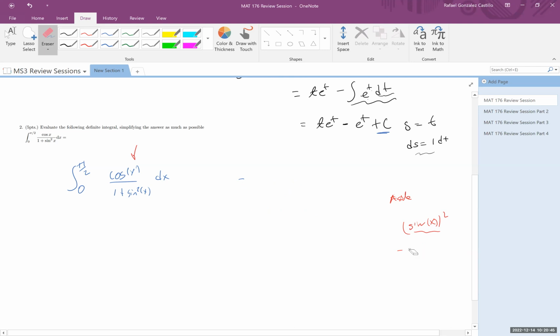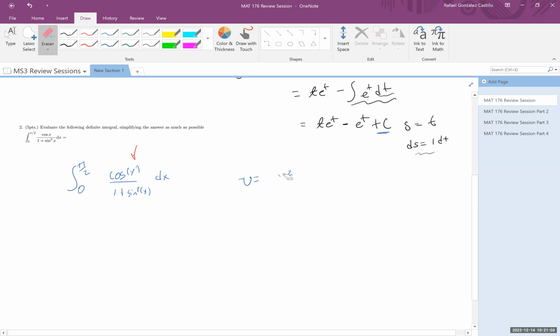So what if instead of letting u be the entire denominator, I allow u to be sine square x by itself? What happens then? Well, we already know what the derivative is. It's still going to be 2 sine x cosine x. And for the same reasons, it doesn't work.